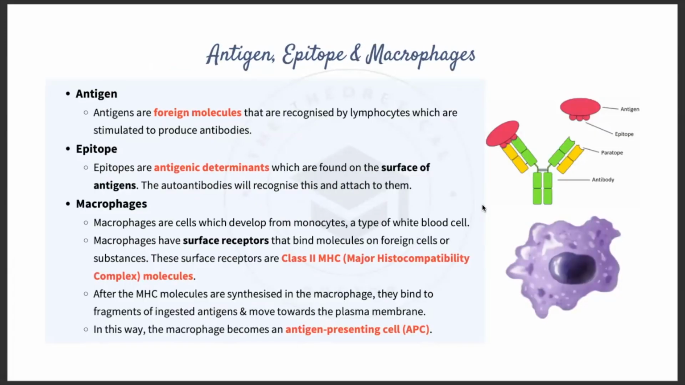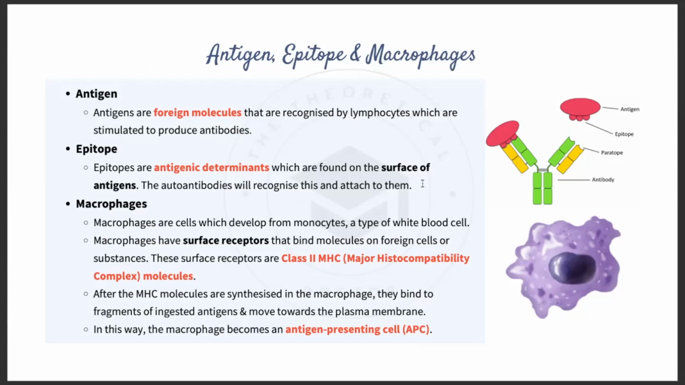Antigen, epitope, and macrophages. Antigens are foreign molecules that are recognized by lymphocytes, which are stimulated to produce antibodies. So the antigens are basically the pathogens, the enemies. This is the antigen. Epitopes are antigenic determinants, which are found on the surface of the antigens. This one over here. So the antibodies, the immunoglobulins, will recognize the antigen through the epitope, and they will attach. Basically, epitopes are the uniform that the antigens wear. That's how the immunoglobulin recognizes it's a pathogen.